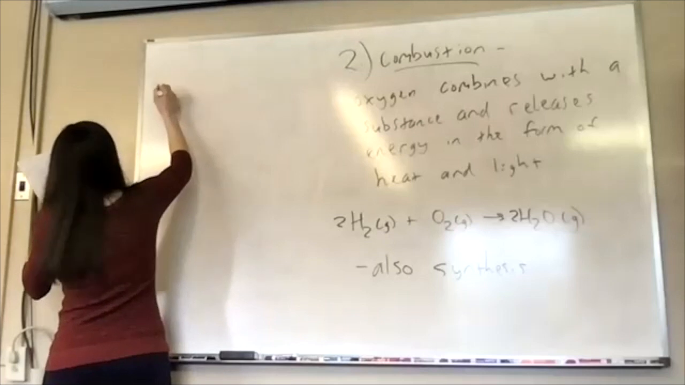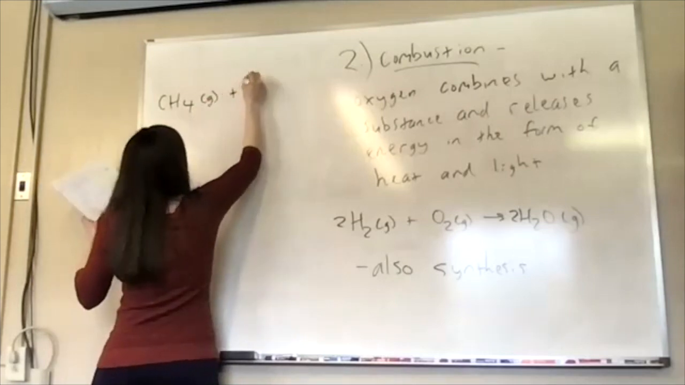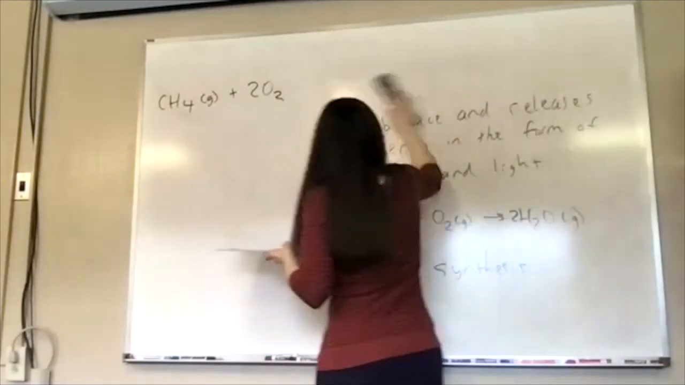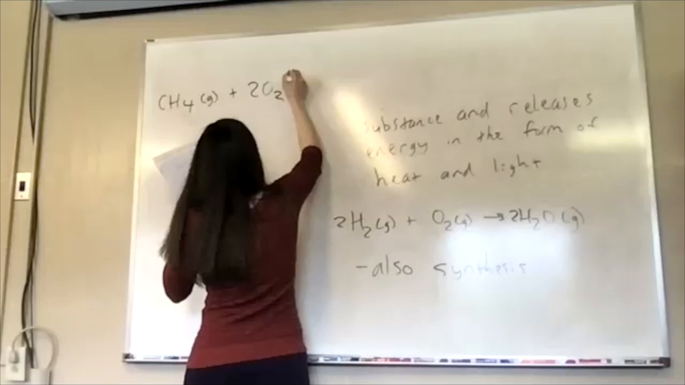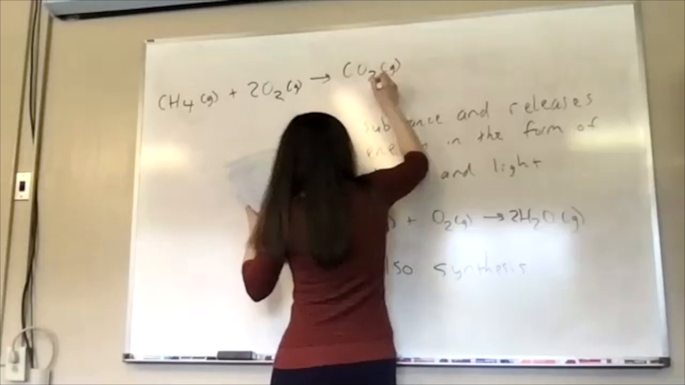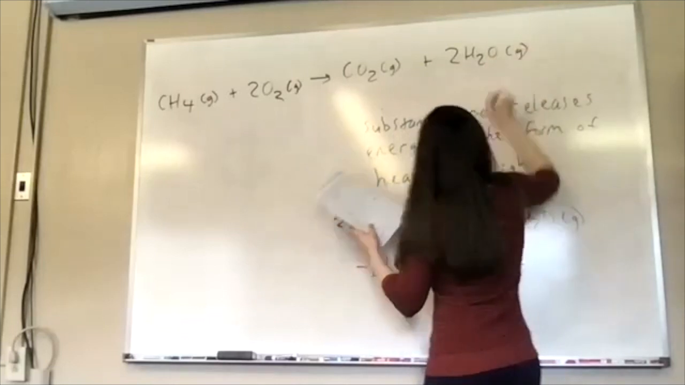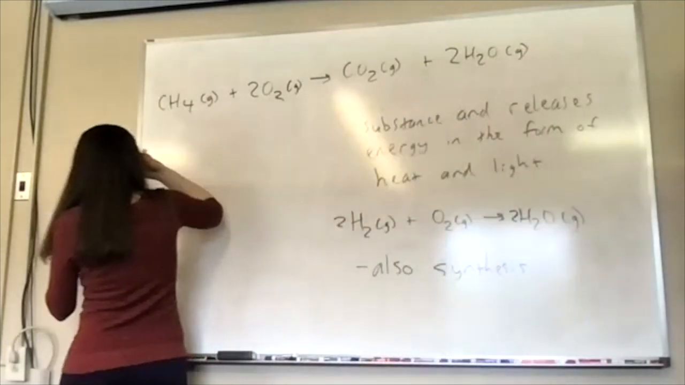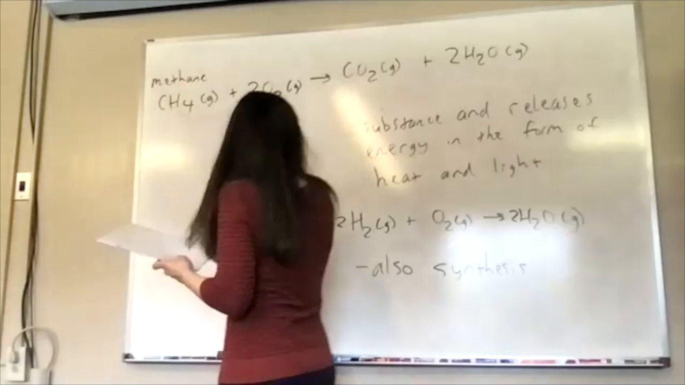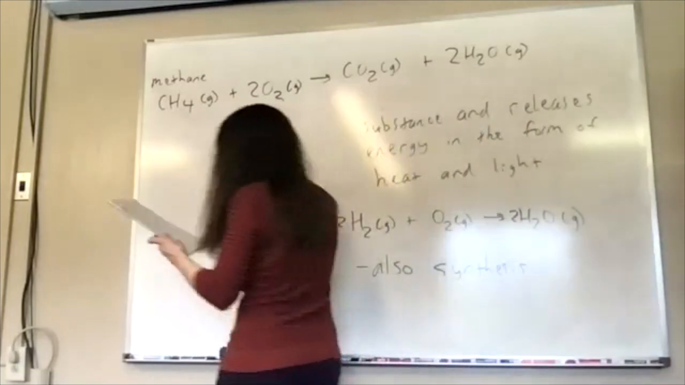Now, you can burn natural gas, and that's CH4. Okay, so in this case, you have methane or natural gas, CH4, that's reacting with oxygen. And when that happens, you see a flame, and it's forming carbon dioxide gas and water vapor.